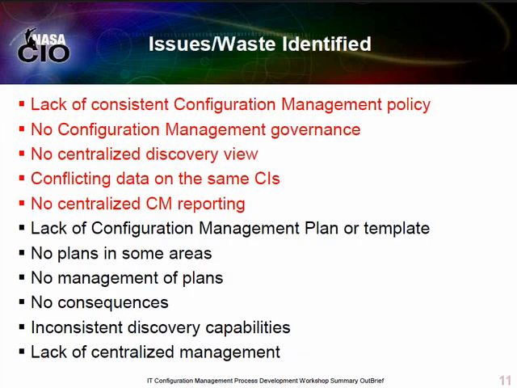These are what we identified from an issues waste standpoint. We try to do the 80-20 rule so we can attack some of these waste areas. You can see that the team voted on a top 5. The first one was lack of consistent configuration management policy throughout the agency, no configuration management governance throughout the agency, no centralized discovery view, conflicting data on the same CIs. In other words, there could be the same IT asset items that are described in different ways by different service areas. And there's no centralized configuration management reporting.